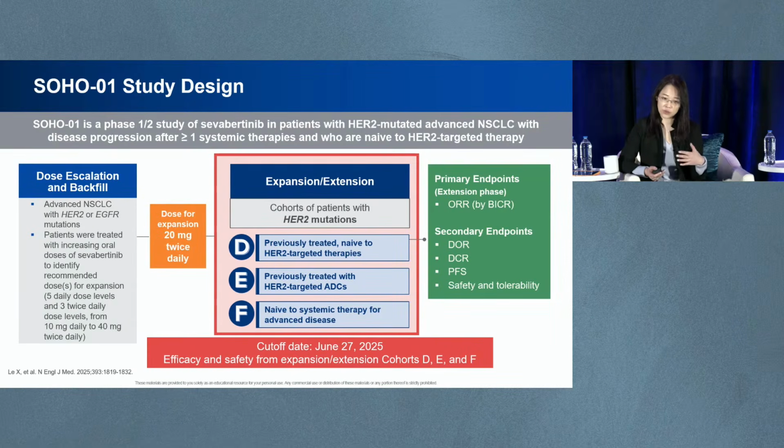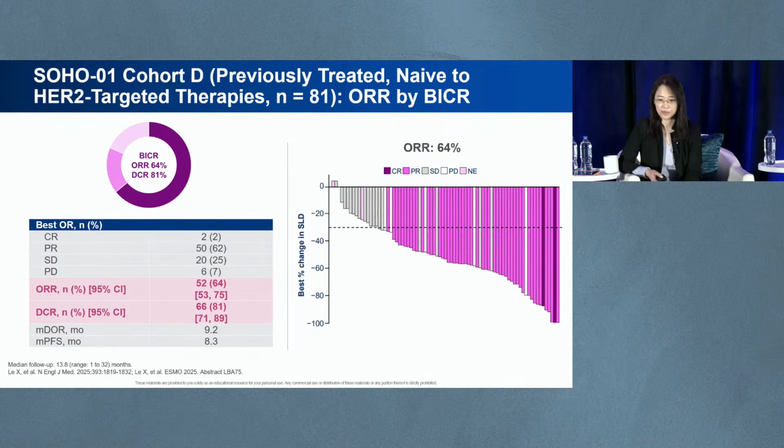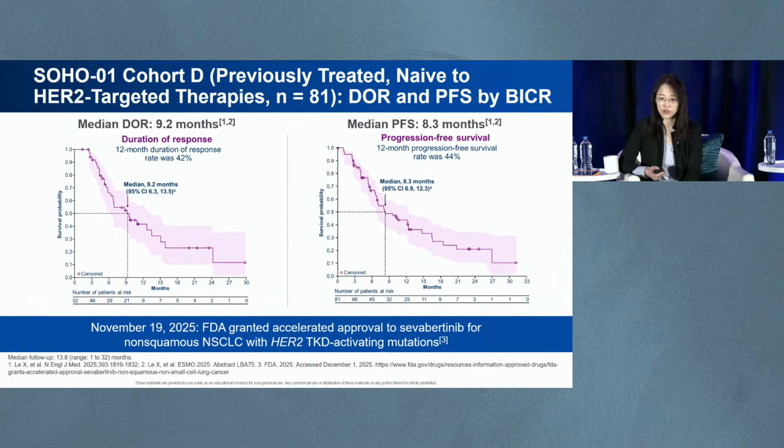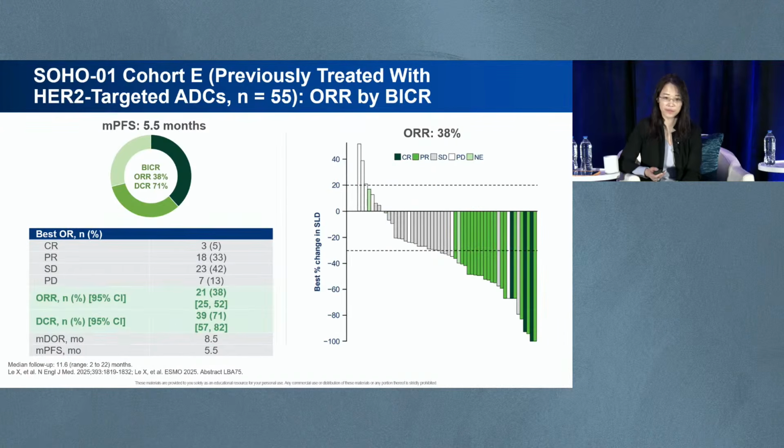SOHO-1 has a similar design to BEAMION-Lung-01, evaluating multiple cohorts in HER2 mutation patients. This is the data we also reported earlier last year. With zivabertinib in the previously treated patient population, the response rate is as high as 64%. In addition, the PFS is 8.3 months, and the duration of response is 9.2 months. Similarly, zivabertinib was also evaluated in patients who had prior ADC treatment, and the response rate, again, is in the high 30s%, very consistent with the zangertinib data.